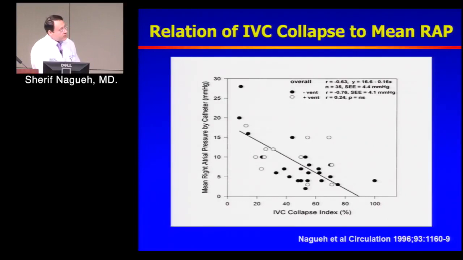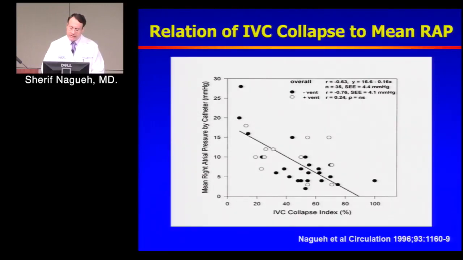This is work from this institution many years ago showing in patients who are not on mechanical ventilation, in the solid circles, there is a nice inverse relation. The more the collapse, the lower the mean right atrial pressure. The open circles were obtained from patients who are on a mechanical ventilator. So the absence of an IVC collapse in a patient on mechanical ventilation is not a useful finding to draw conclusions about mean RAP. But if you see an IVC that is not dilated in someone on a mechanical ventilator, their RAP is usually normal.